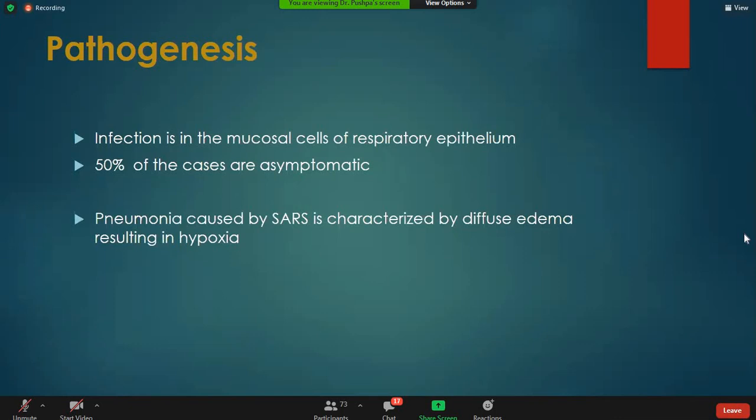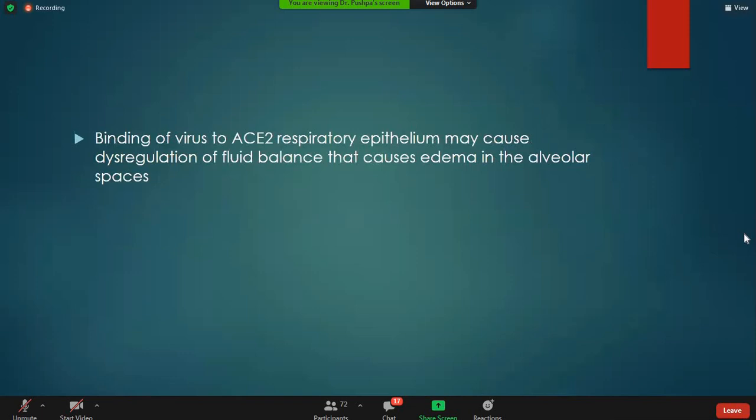And sometimes the condition is so aggravated that it leads to a cytokine storm. It gives the body harm rather than benefiting it. So this cytokine storm is also observed in corona patients; in some of the patients it happens. So this binding of the ACE2 receptor causes dysregulation of fluid balance that causes edema in the alveolar spaces. Inflammatory exudate and edema around the alveoli compromise the oxygen perfusion of the lung. And that's why this person is developing hypoxia or hypoxemia.